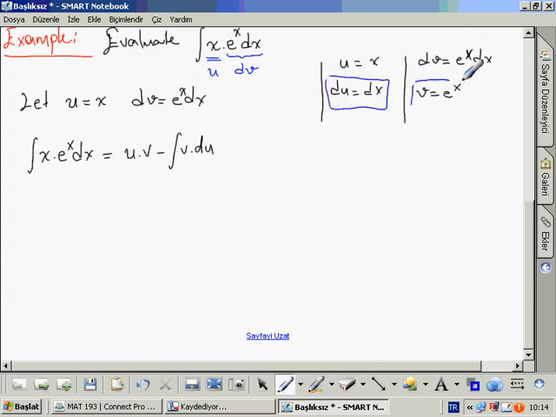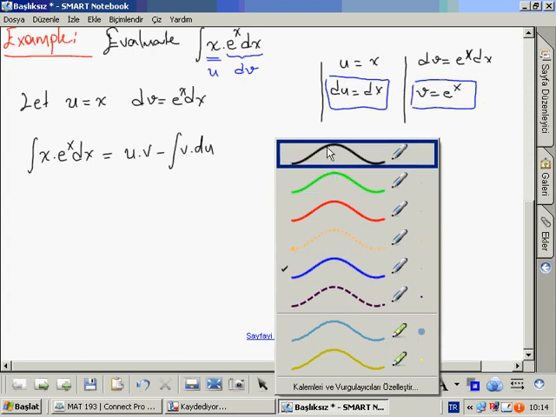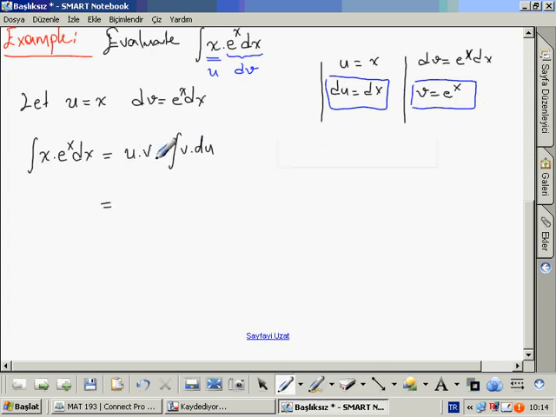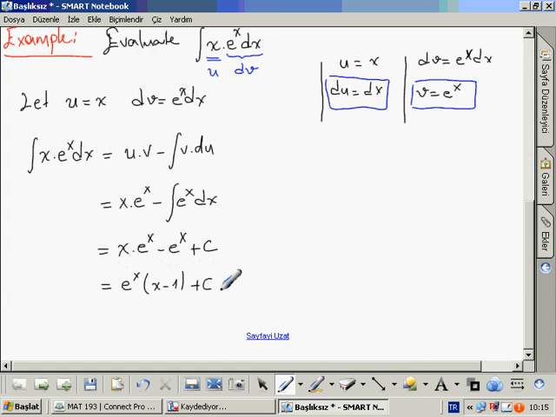We will use these two rectangle formulas. After that, u times v is x times e to the x minus the integral of v, which is e to the x, and ∂u is ∂x. So it equals x times e to the x minus e to the x plus the integration constant, so e to the x times (x minus 1) plus c.